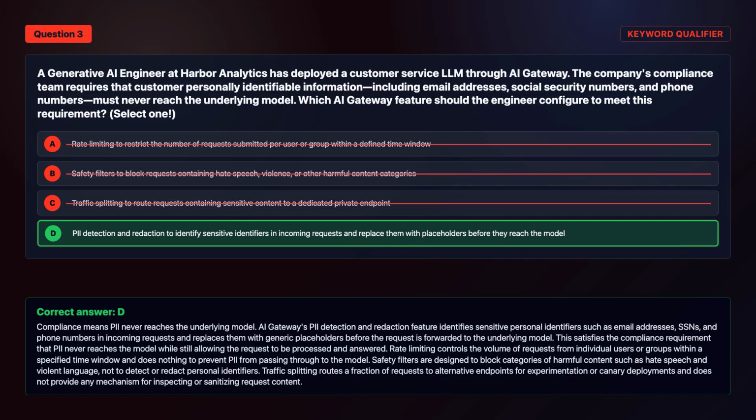answered. Rate limiting controls the volume of requests from individual users or groups within a specified time window, and does nothing to prevent PII from passing through to the model. Safety filters are designed to block categories of harmful content such as hate speech and violent language, not to detect or redact personal identifiers. Traffic splitting routes a fraction of requests to alternative endpoints for experimentation or canary deployments, and does not provide any mechanism for inspecting or sanitizing request content.